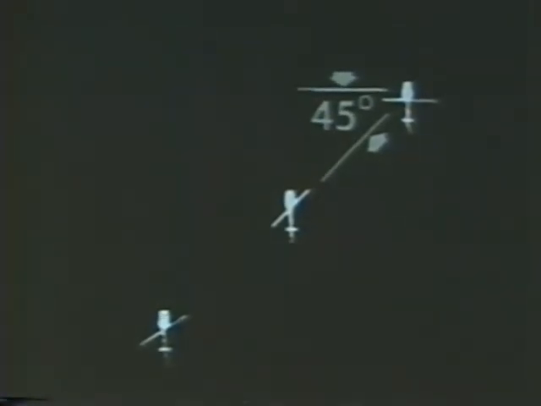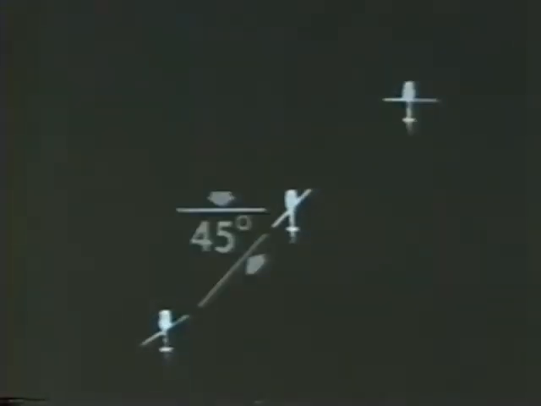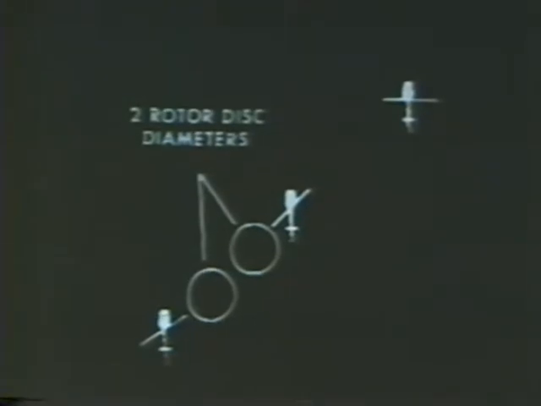There are 2 types of echelon formations, left echelon and right echelon. In forming a left echelon, the number 2 aircraft positions 45 degrees astern and to the left of the lead. The number 3 aircraft holds 45 degrees astern and to the left of number 2. Each aircraft maintains a 2 rotor disc diameter separation and a 3-foot vertical step-up on their appropriate aircraft. To make this a right echelon, number 2 and number 3 would align 45 degrees astern and to the right of the lead.